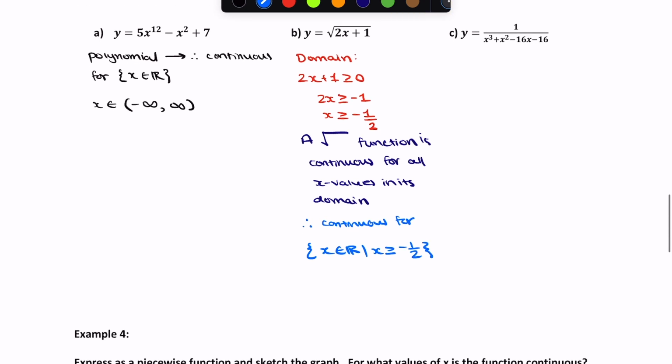Or we could also write it as x is an element of real numbers from negative 1 over 2 to infinity. And remember, these square brackets mean that it's included.